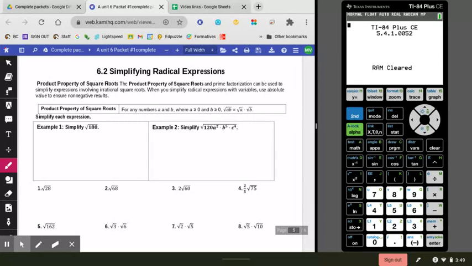So for any numbers a and b, where a is greater than or equal to 0 and b is greater than or equal to 0, the square root of ab is equal to the square root of a times the square root of b.